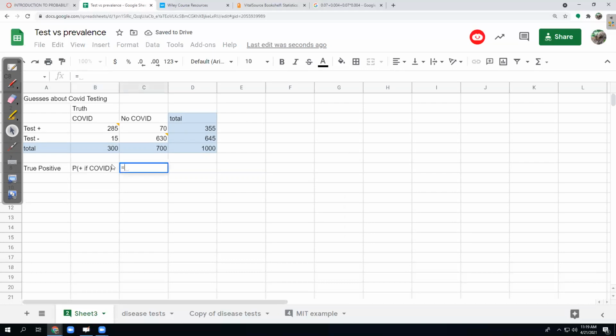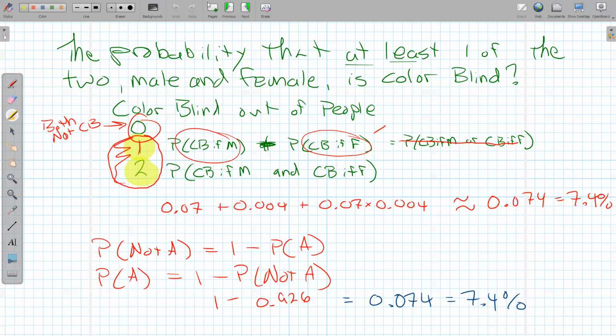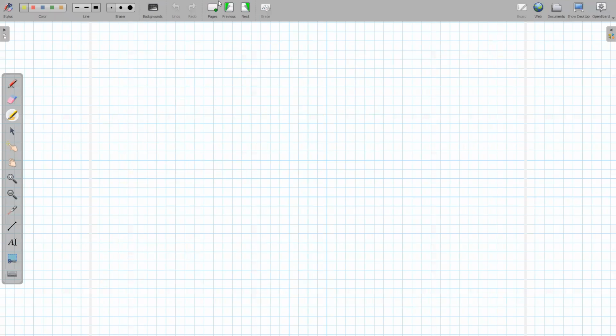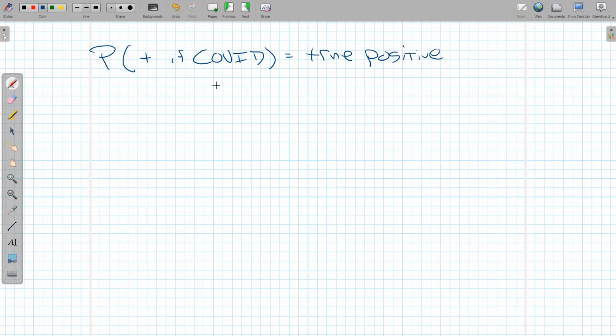In this case, and again, think about our formula. Let's write this down. Probability someone had a positive test if we know they have COVID. This is what's called true positive. And that would be the probability they tested positive and have COVID, divided by the probability one has COVID.